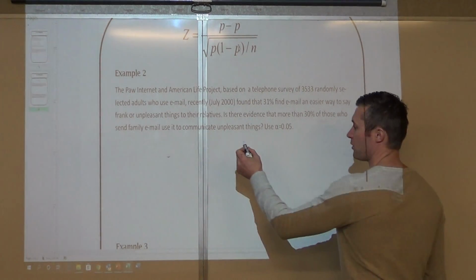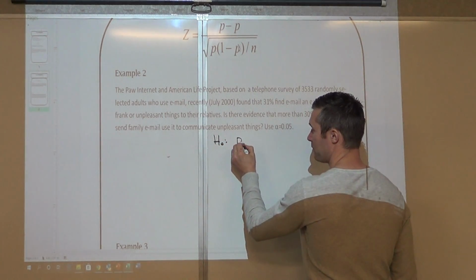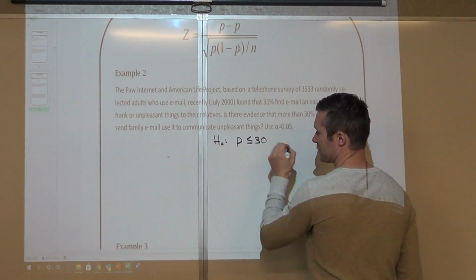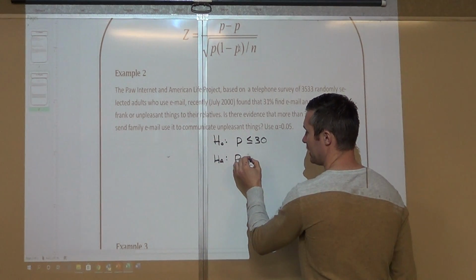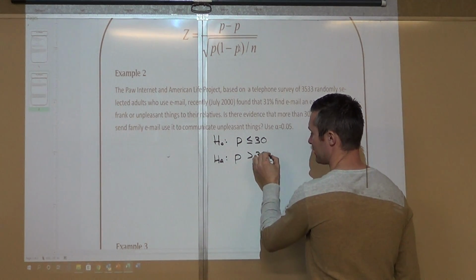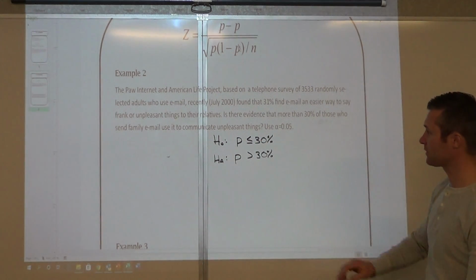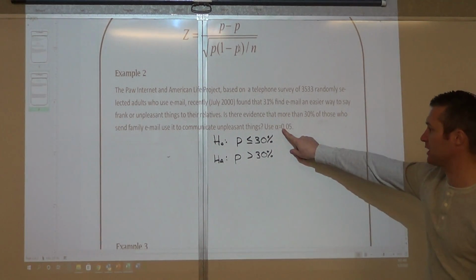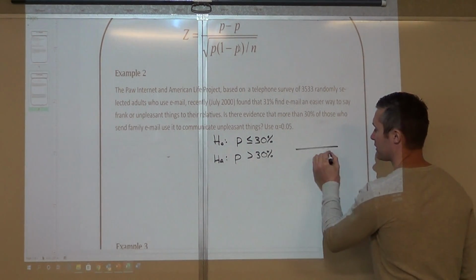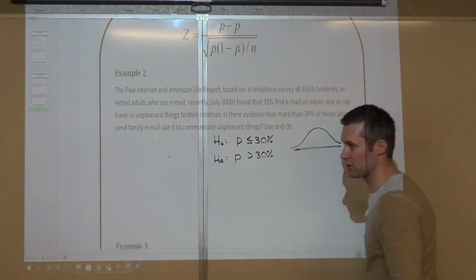So that's our null right there. So our null is that P is less than or equal to 30%. And our alternative is that P is greater than 30%. It's a one-tailed test, so we want to test to see if it's more than 30%, so it's going to be an upper tail test of 0.05. So we're just looking up here, alpha value 0.05.